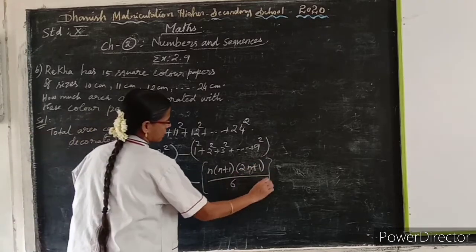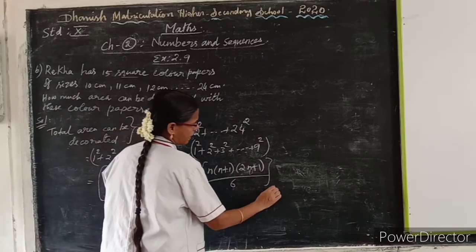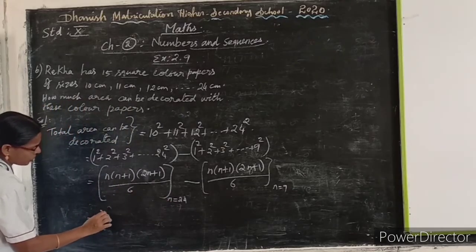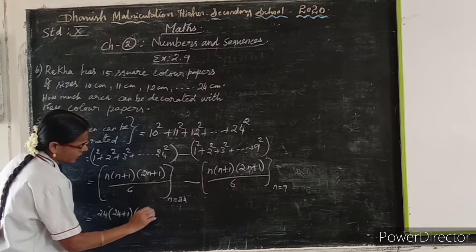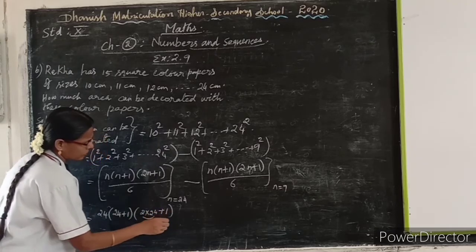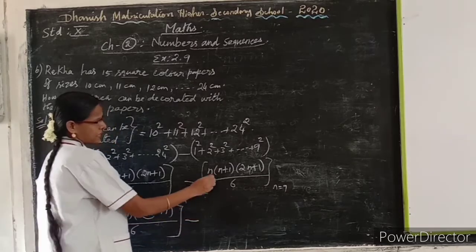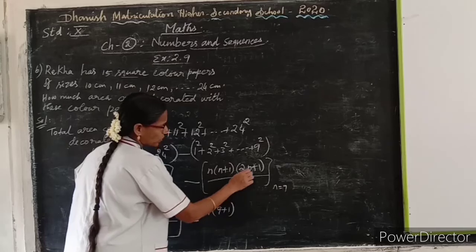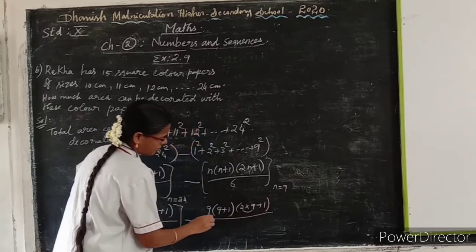Here our n is 24 in the first, and here our n is 9. Substitute n is 24: 24 into (24 plus 1) into (2 into 24 plus 1) whole divided by 6. Minus, here n is 9: 9 into (9 plus 1) into (2 into 9 plus 1) by 6.